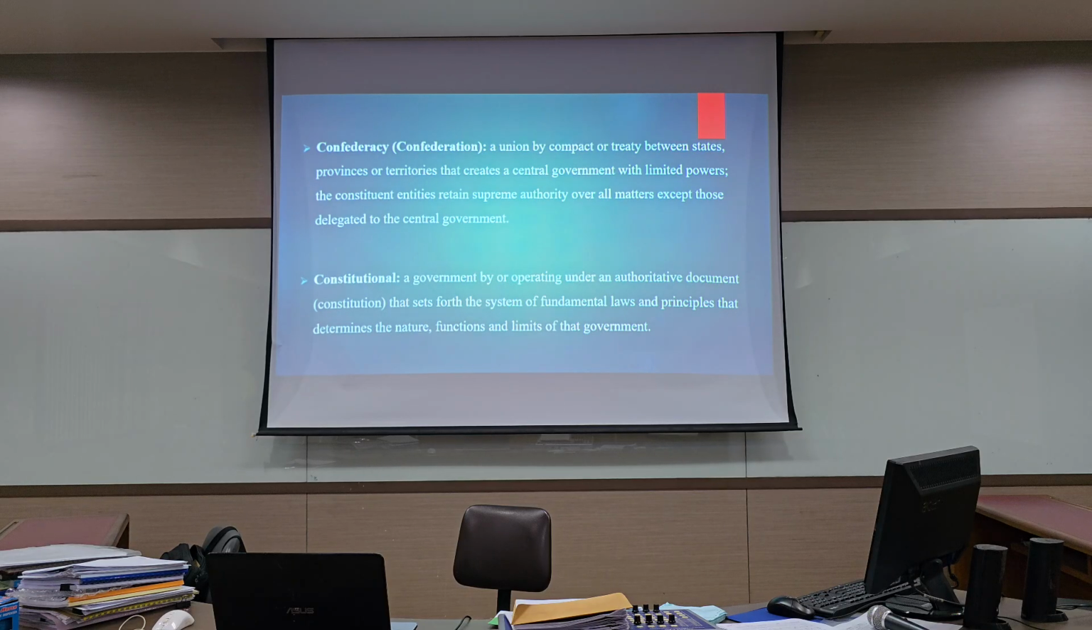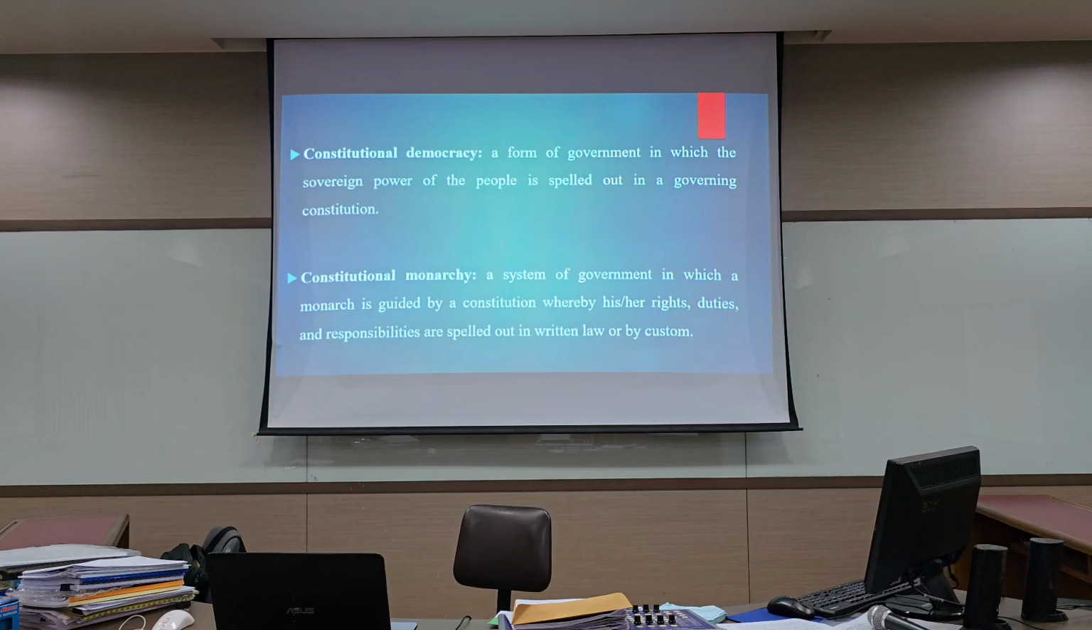Constitutional: a government by or operating under an authoritative document that sets forth the system of fundamental laws and principles that determines the nature, functions, and limits of that government. Everything is on the constitution. Constitutional democracy: a form of government in which the sovereign power of the people is spelled out in the governing constitution. Are you guys there? Constitutional monarchy: a system of government in which a monarchy is guided by a constitution whereby his or her rights, duties, and responsibilities are spelled out in written law, or by custom. You see that? Any question?